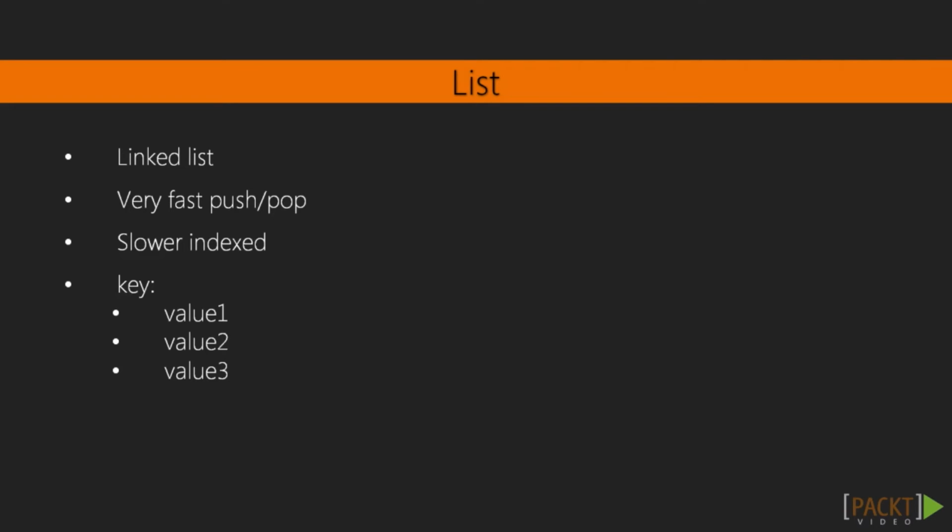The next structure I want to talk about is the list. And you can think of this as a linked list. It's very fast at pushing and removing values from the list. On the other hand, it's slower indexed. So you want to be able to use the list as a way to access the ends of the list and not necessarily the ones in the middle if you can avoid it. And the way this works also is it's referenced by key, and you have your consecutive values in that.